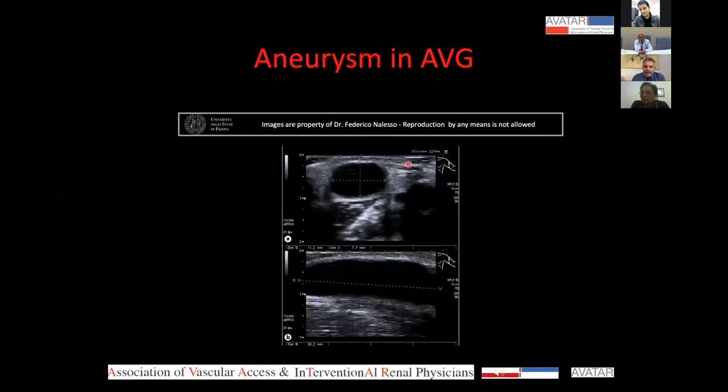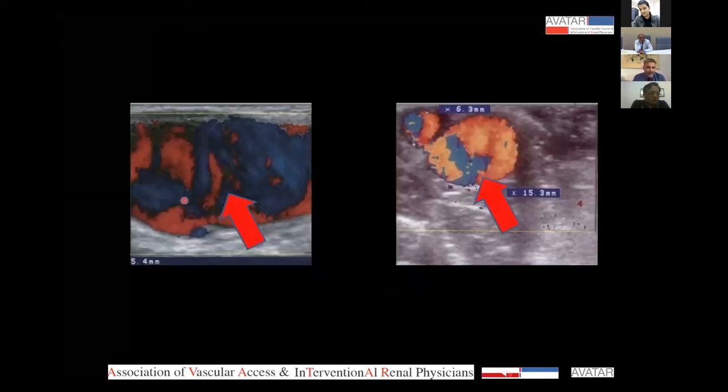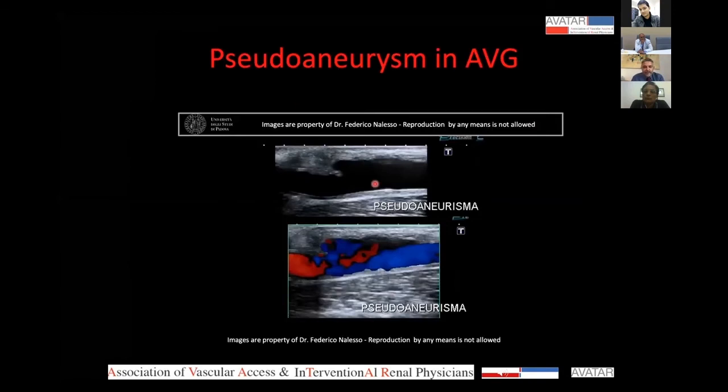In B mode, scanning in 2 orthogonal planes, the longitudinal and transversal plane, allows to correctly identify the diameters of the aneurysm in the vascular access. The color allows to identify the artifact caused by the turbulence in the aneurysm, as you can see in the pictures. In this slide, it is possible to identify a pseudoaneurysm due to the damage of the anterior wall of this graft. And below, you can see the color alteration in the color analysis.